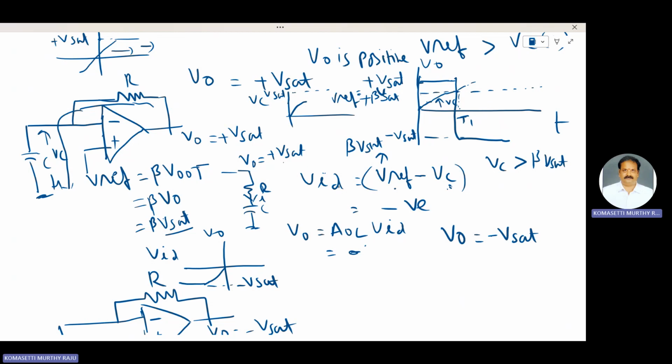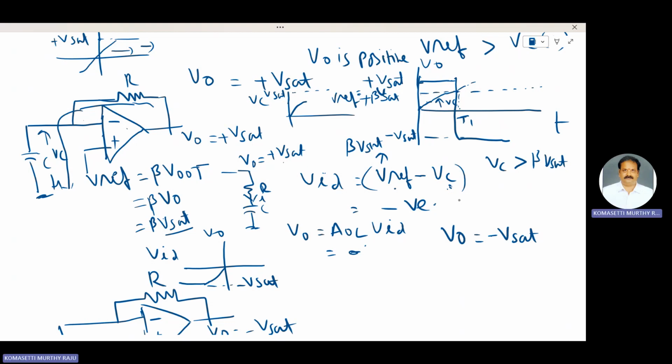Therefore, the difference is negative. The op amp is analogous to a comparator. Compare these two voltages, VC and V reference. Therefore, V naught is equal to minus V sat. When the voltage at the negative input terminal becomes just greater than the reference voltage, the output is driven into minus V sat.